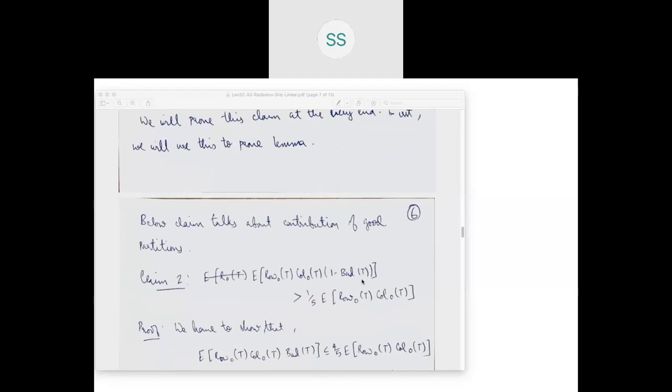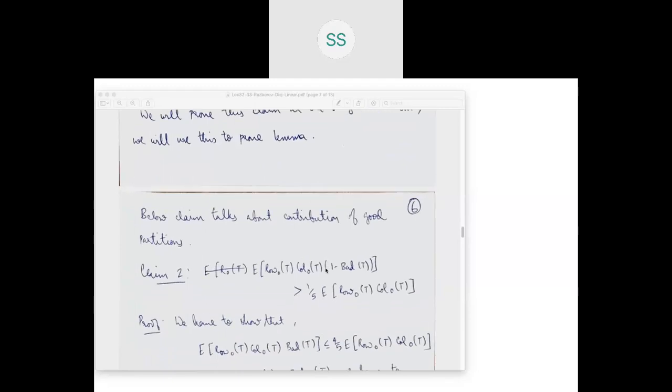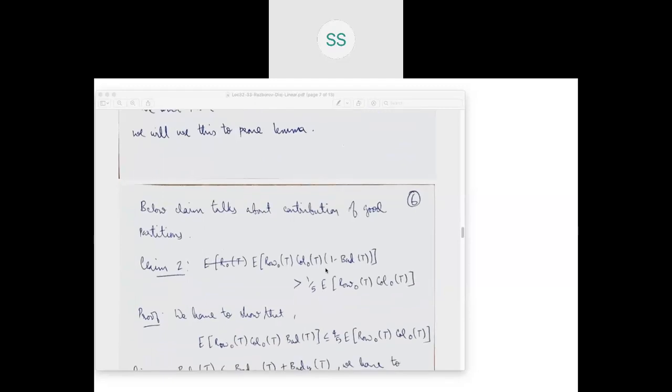Okay. So the next claims are not that difficult, or not that difficult to see at least. It is just basic algebra and some probability ideas, along with all the observations that we have made. This says that the contributions from the good partitions are significant. Claim 2 says the contributions from the good partitions are significant. So what is row 0t, column 0t? The expectation is taken here over all the partitions t. Row 0t times column 0t is at least 1/5 times row 0t, column 0t.